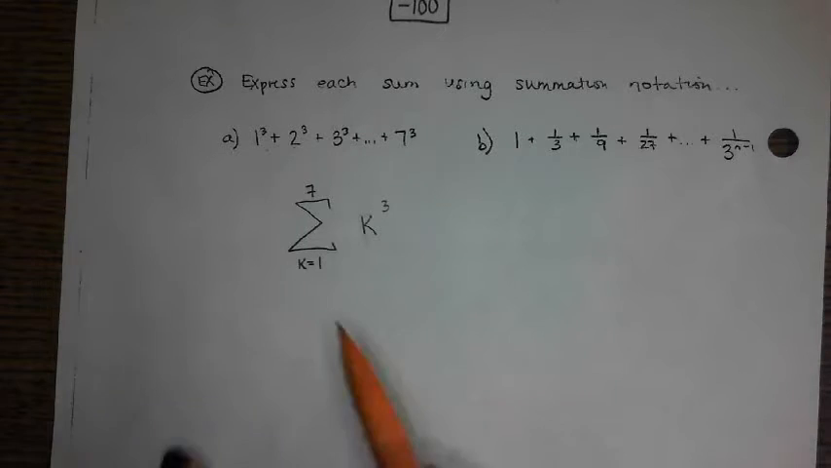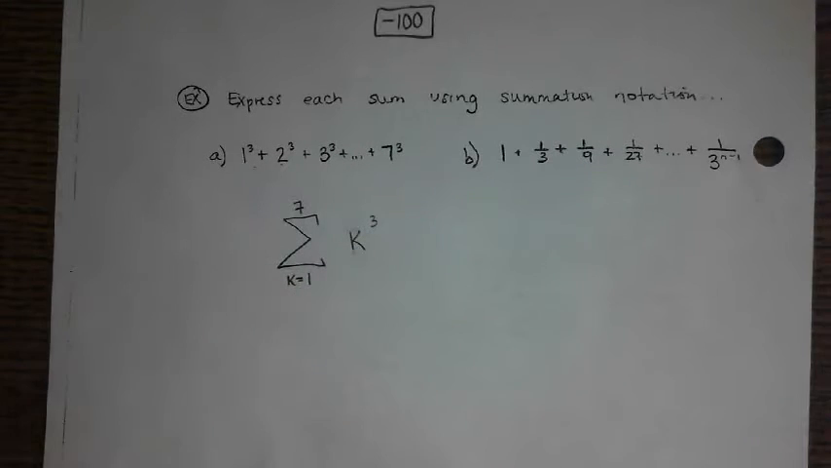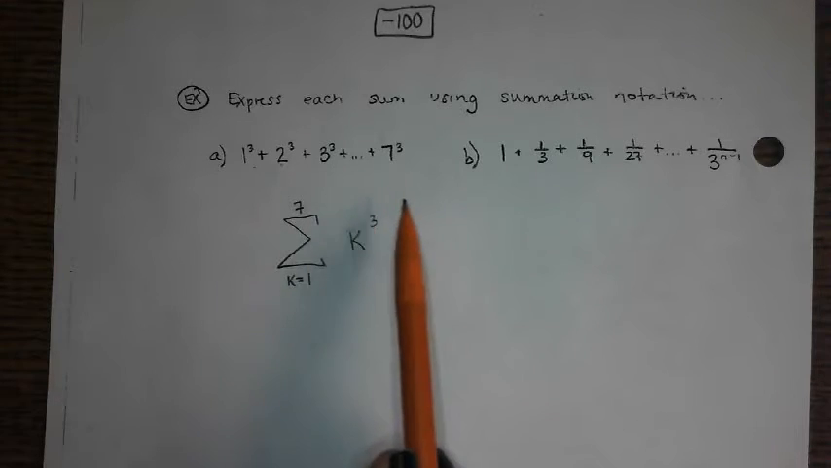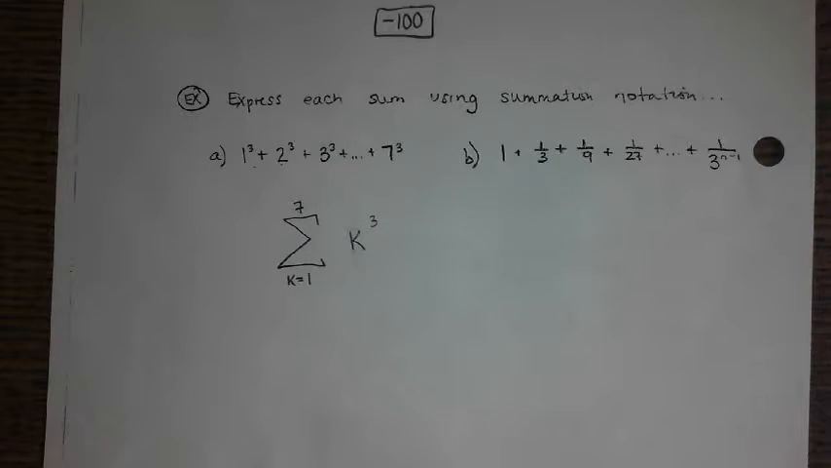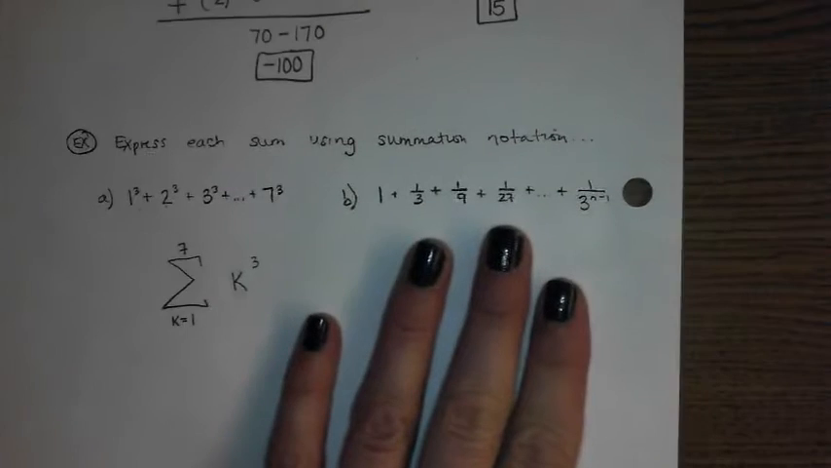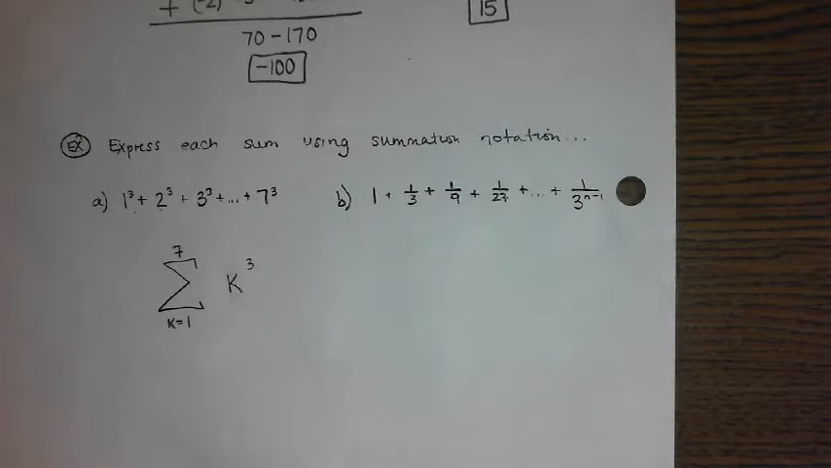So if you think about that, you'd plug in 1, you'd have 1 to the third. Then you'd plug in 2, you'd have 2 to the third. Then you'd plug in 3, all the way up to 7. Does this make sense? Any questions on that? Okay. And then take a minute to try to think about B. And if you're feeling stuck, think about what's staying the same, what's changing, how's it changing, and wrap a variable up in that portion.